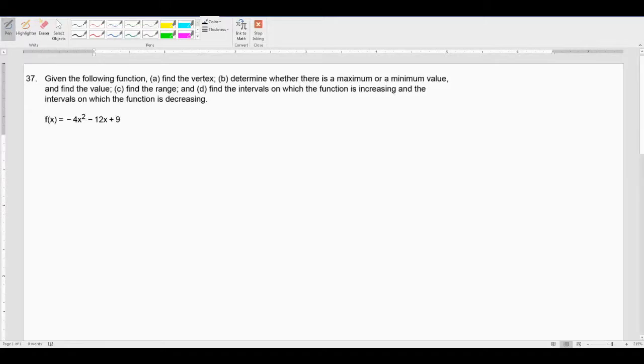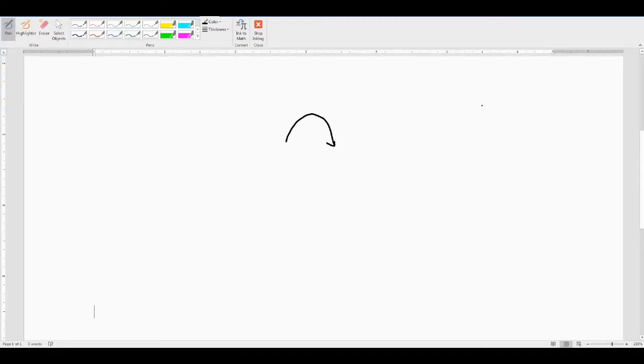For this example, we're going to find the vertex, max min, range, increase and decrease. Since a is -4 because it's in front of the x squared, this one is going to be an upside down u.